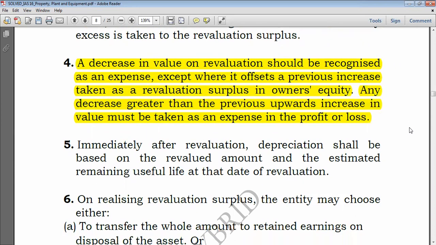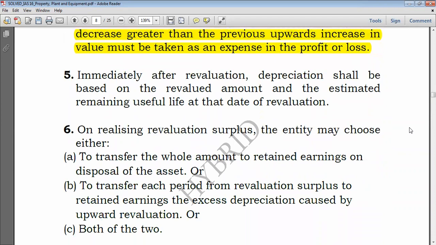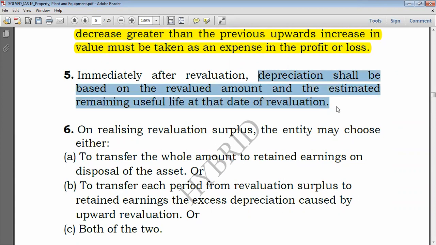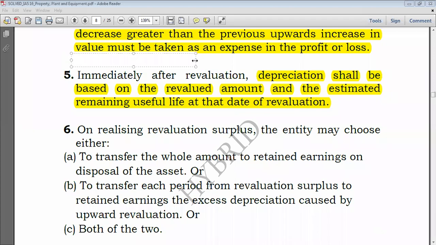So let's just proceed with point number 5. We're told here that immediately after revaluation, depreciation shall be based on the revalued amount and the estimated remaining useful life at the date of revaluation. Immediately after revaluation, depreciation shall be based on the new amount. It's something very normal. Let me remind you of one thing.